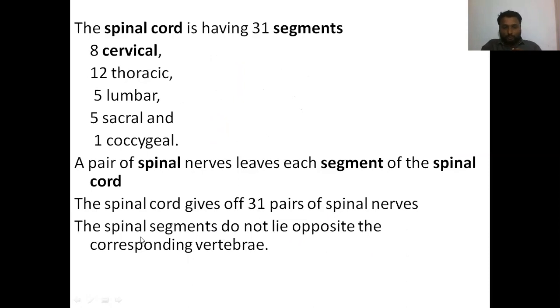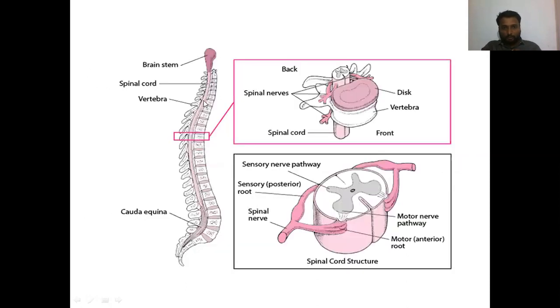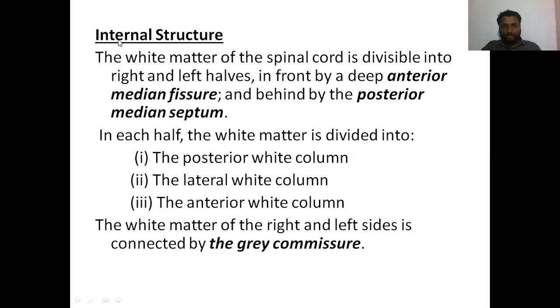Okay, and one more important point: this spinal segment does not lie opposite to the corresponding vertebra. It is not corresponding to the vertebral column. Okay, so these are some of the important points. Now we are moving to the internal structure of the spinal cord.